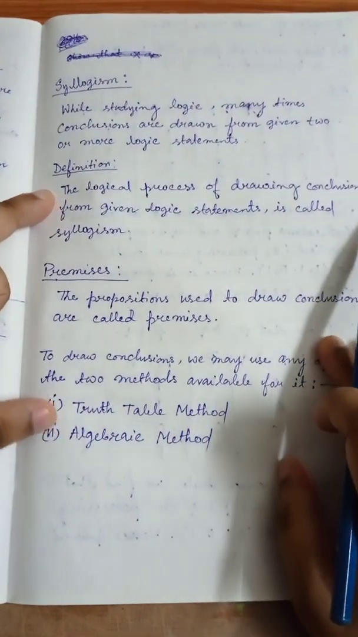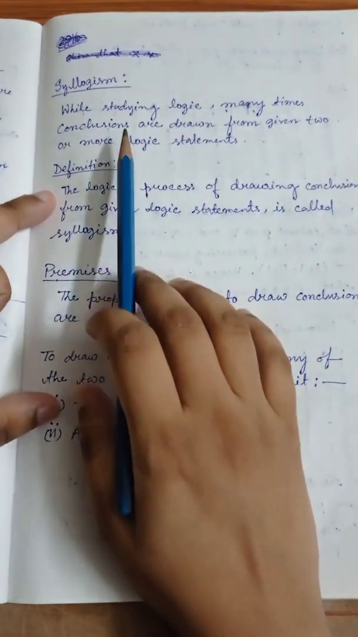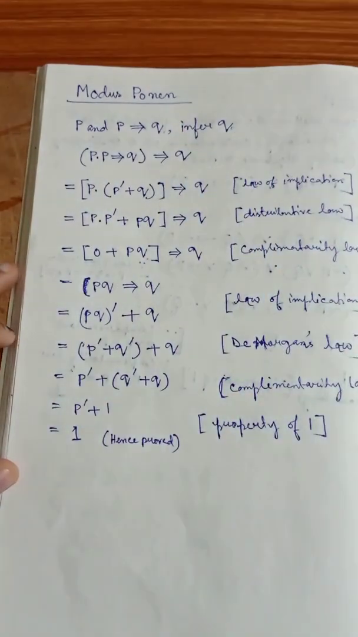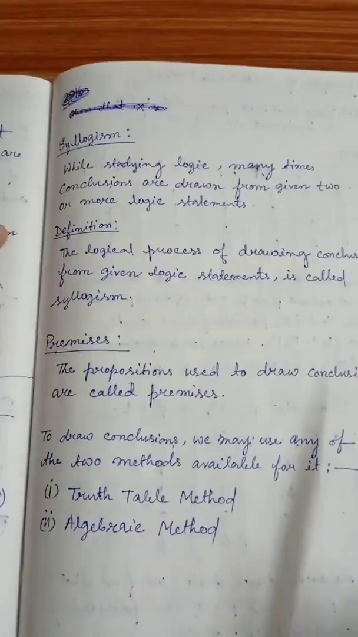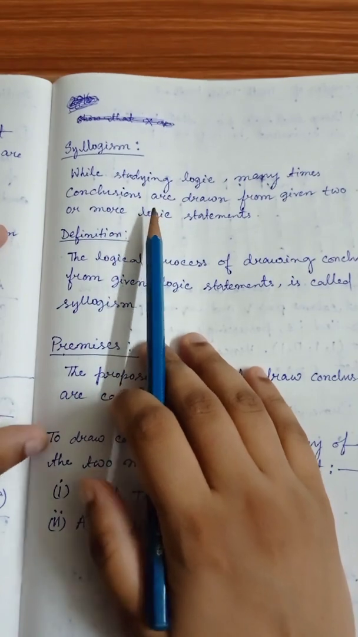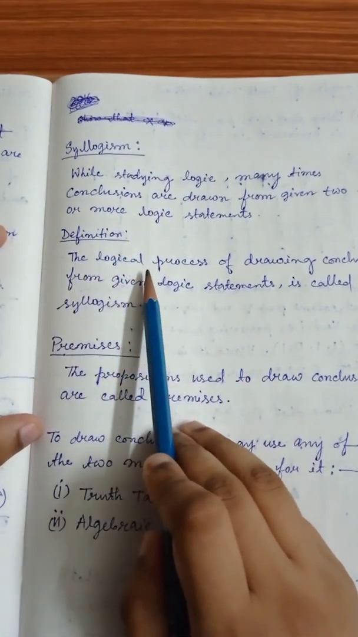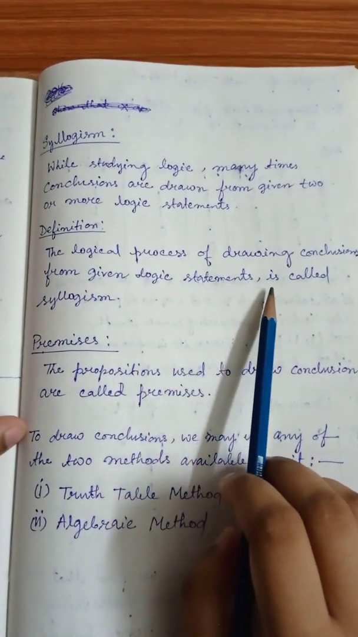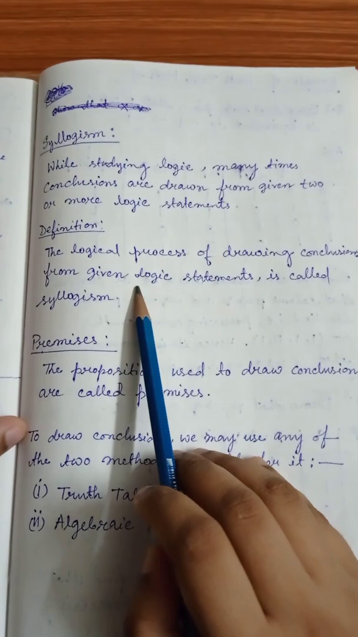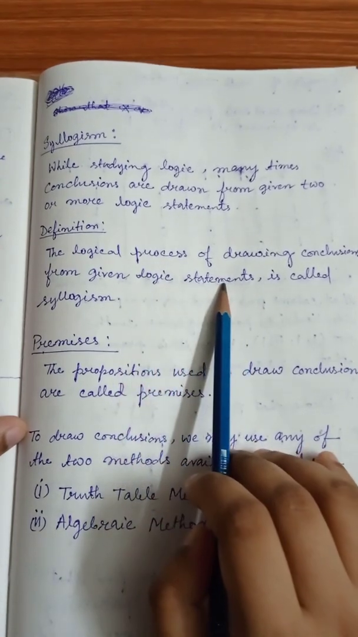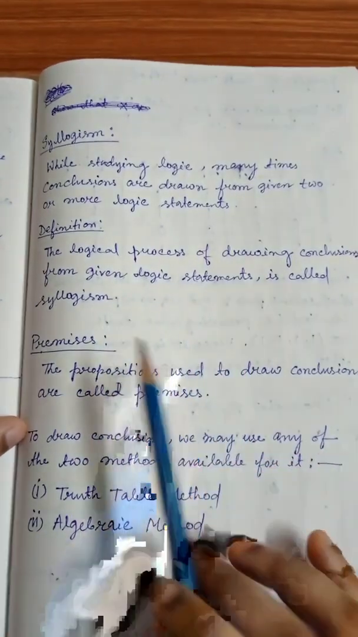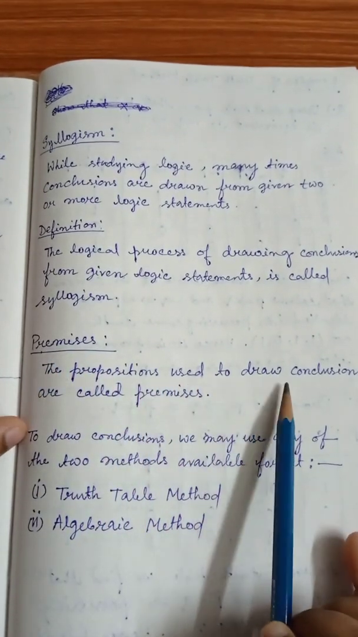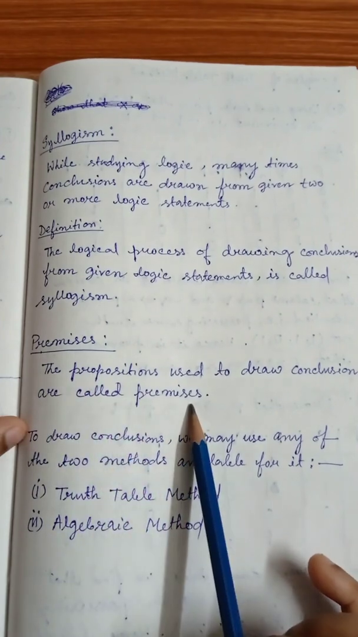In this class, I am going to discuss syllogism, premises, equivalence rule, modus ponens and the chain rule. So the first topic is syllogism. Here is a definition. The logical process of drawing conclusions from given logical statements is called syllogism. Here logical statements are also known as propositions. So next is premises. The propositions used to draw conclusion are called premises.